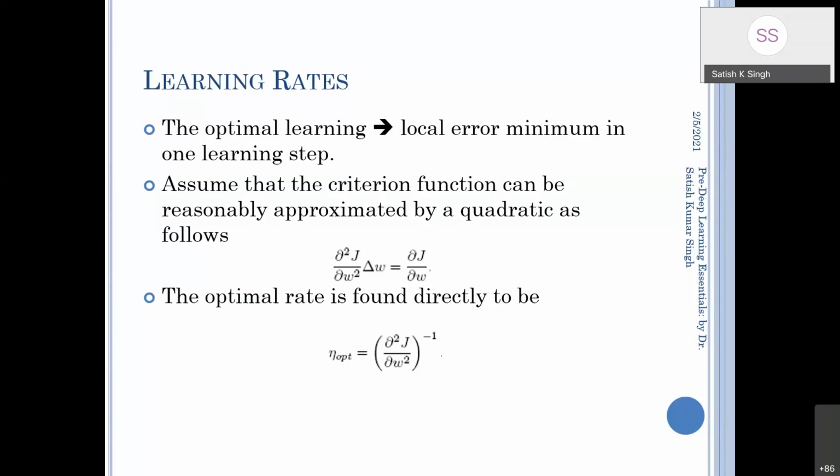Then the learning rate is also very important. What should be the optimal learning rate, that is, what should be the value of eta? Here the optimal eta is defined as the inverse of the second derivative of J with respect to w. That is the optimal rate because of this equation, and we can calculate this value.